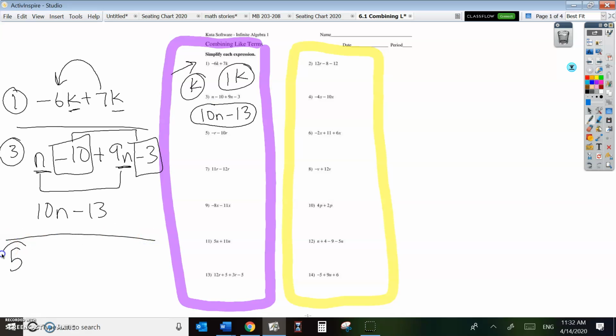Here's number 5. Negative r minus 10r. There's an r and there's an r, so put them both together. This is a negative, this is a negative, so add them together and keep it negative. That's negative 1r. So together that's negative 11r.